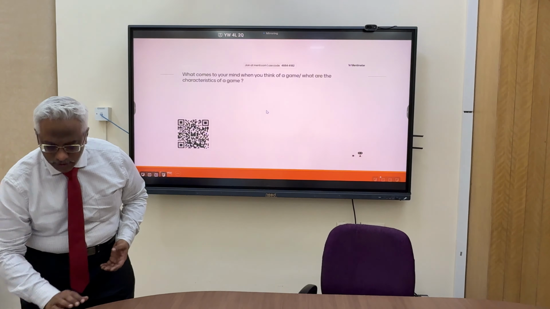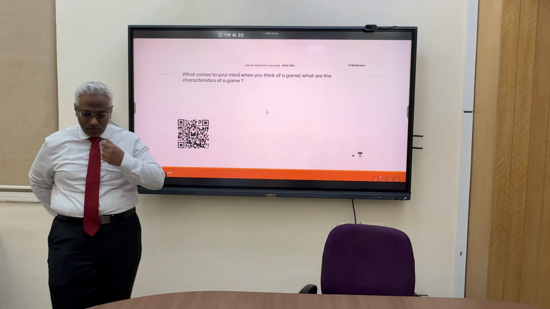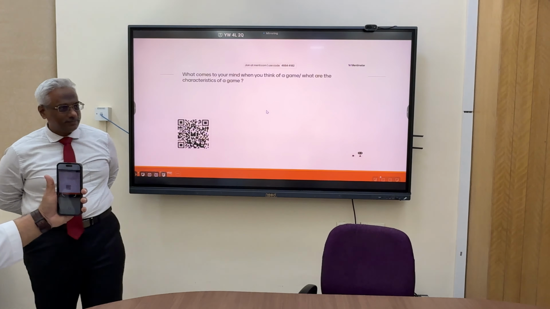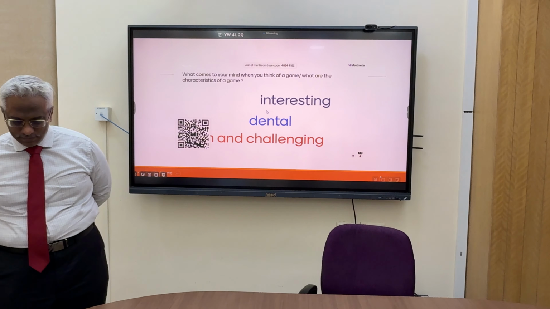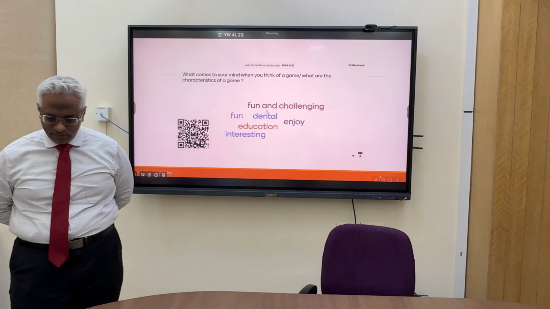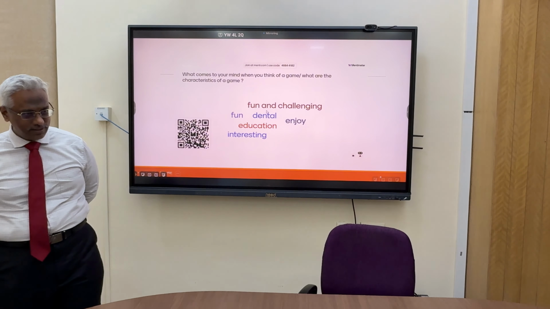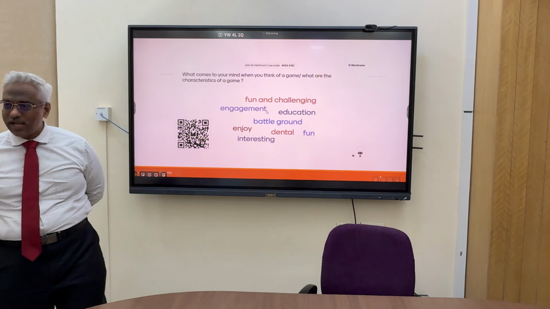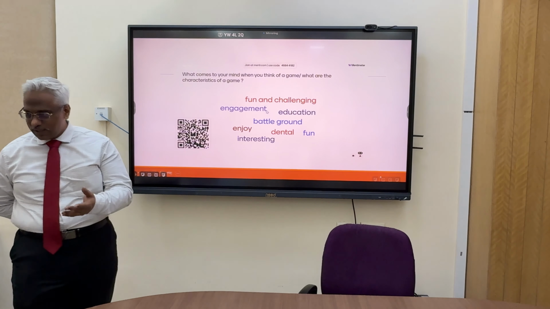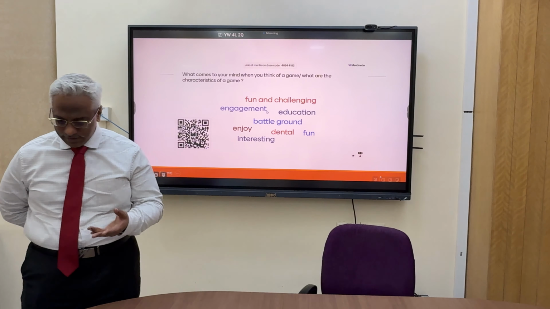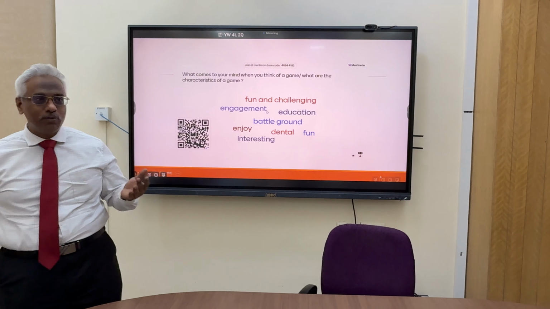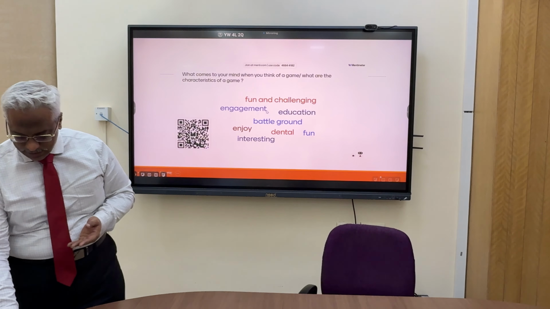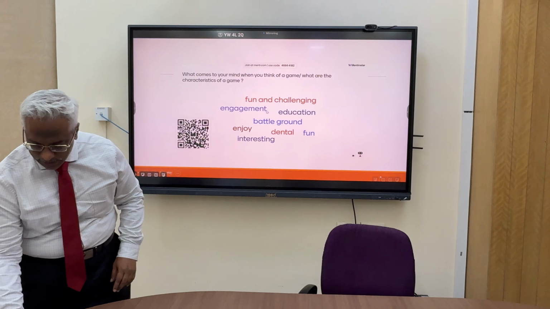So we have this QR code. I would request all of you to scan this QR code and answer it as you all feel, and go ahead. So we've got some answers. Enjoy, fun and challenging, dental, interesting, right? So battleground, right? So these are the ideas of the various participants over here as to how they look upon fun. We will see that all of this is how games are defined and how educational learning we will be dealing with shortly.